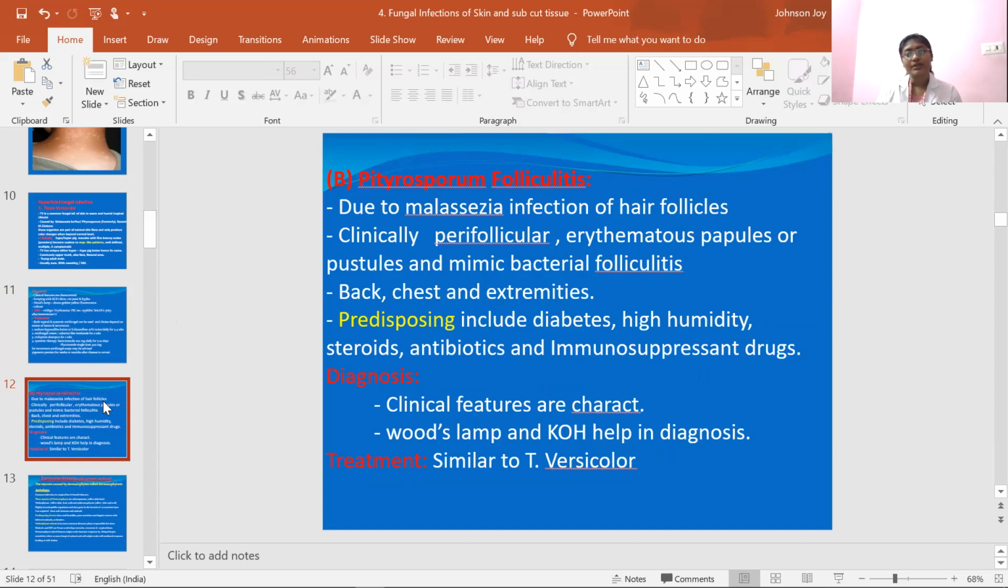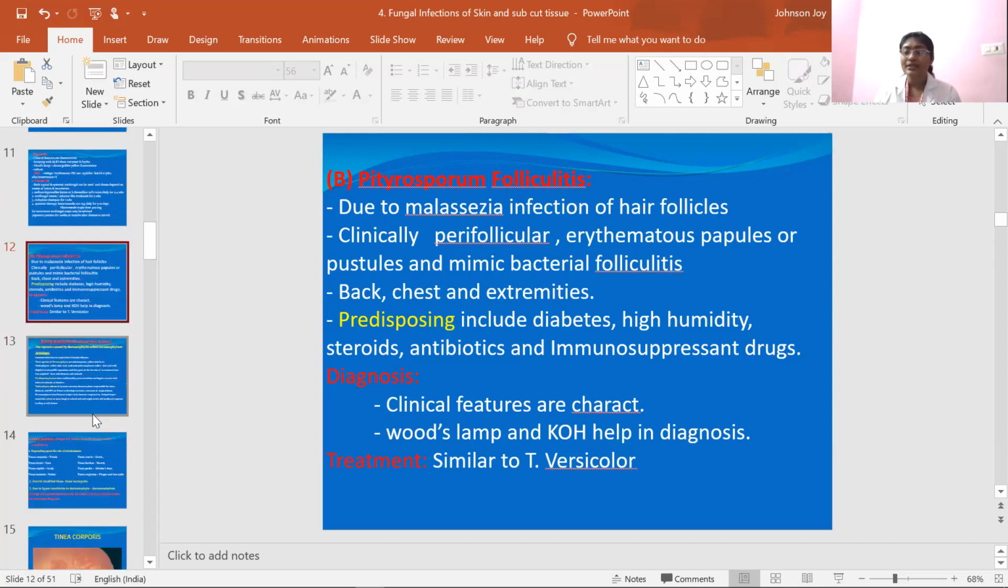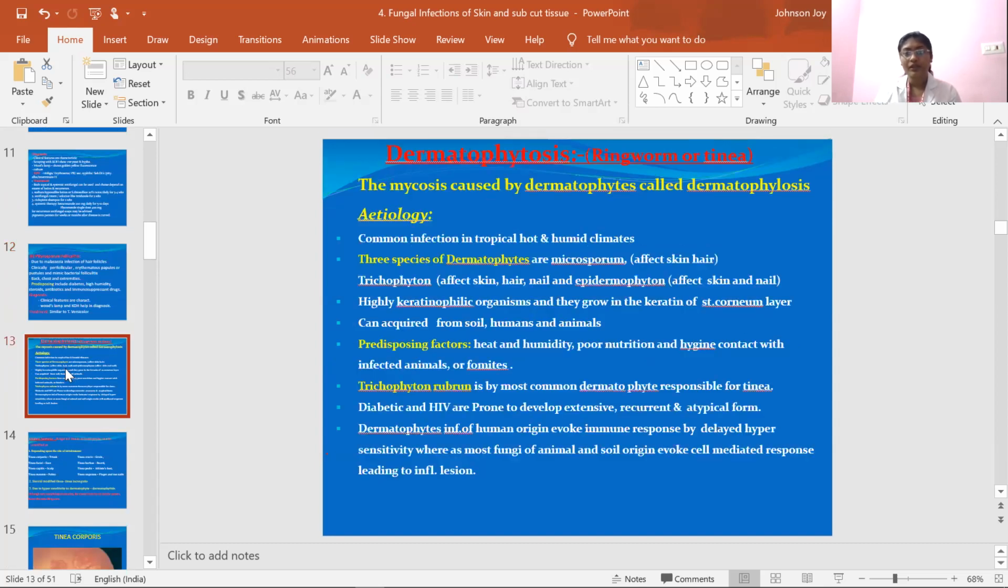How can you diagnose? The main thing is that the clinical features are characteristic, and Wood's lamp examination as well as potassium hydroxide smear also help in diagnosis. Treatment is similar to tinea versicolor, where you can give topical as well as systemic antifungals. Coming to dermatophytosis, that is ringworm or tinea.